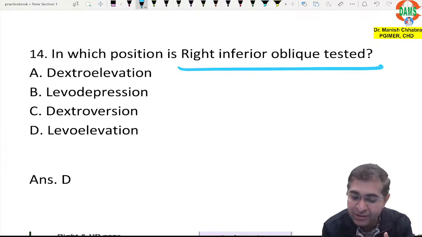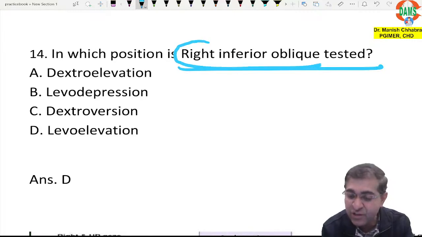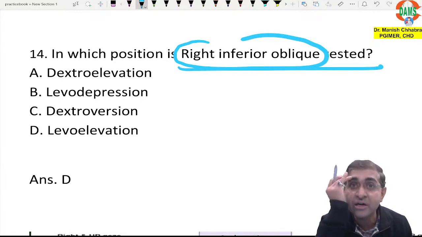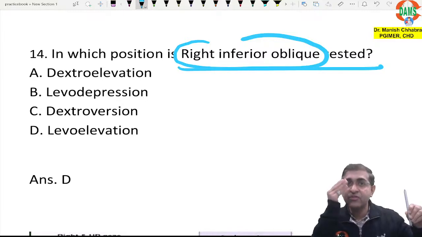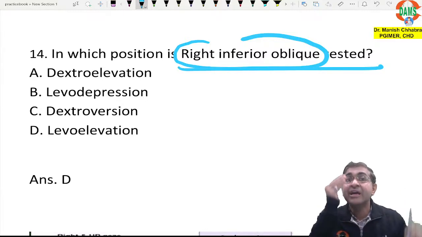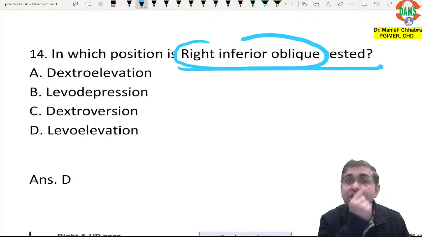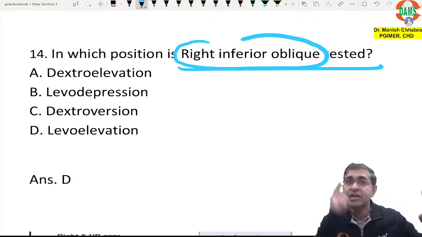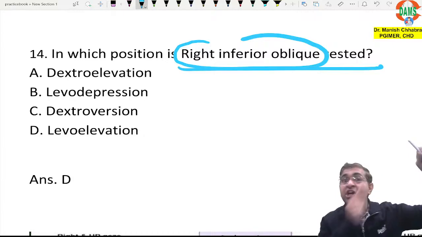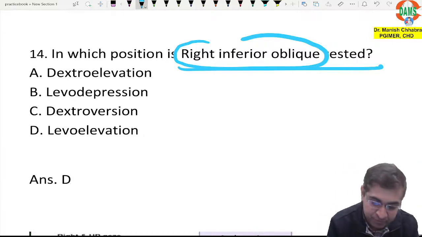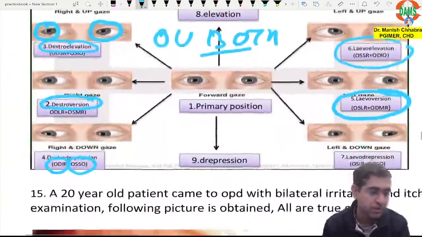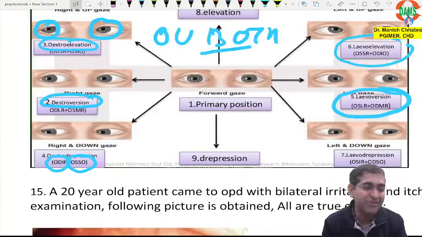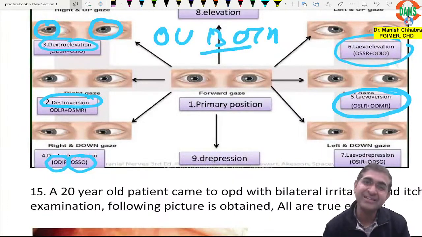So here, now getting back to the question, in which position is right inferior oblique tested? So you want to test the right inferior oblique, you just ask the patient to look onto the left side. What is the action of right inferior oblique? It causes elevation in the adducted position. So you ask the patient to look onto the left side, so the right eye is adducted, and then you ask the patient to elevate, so that position will be levoelevation. So that is the clear-cut answer here. Dr. Jay, there is no mnemonic for this, and you will have to understand this conceptually.